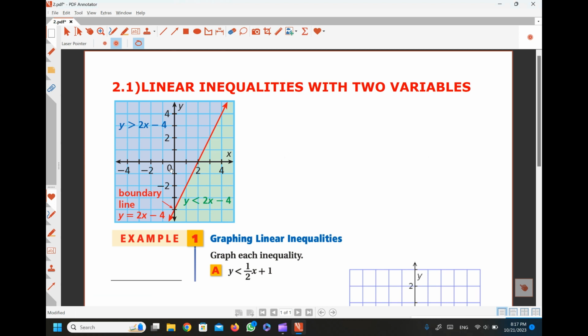Hello guys, in this video we will be learning about linear inequalities with two variables, graphing linear inequalities with two variables. In the previous years you learned how to graph linear equations and you also learned how to solve linear inequalities. So now we are going to study graphing linear inequalities. So let me walk you through some steps of graphing linear inequalities.